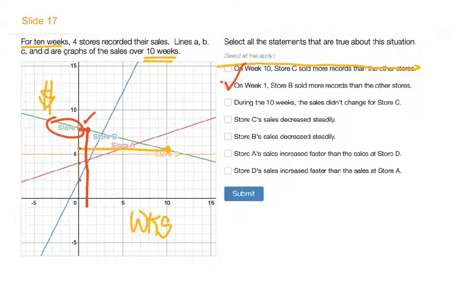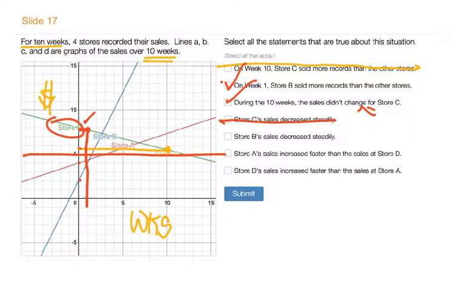All right. During the 10 weeks, the sales didn't change for store C. All right, so here's store C. They're flat. They didn't change. Absolutely correct. All right. Store C's sales decreased. We just said that they didn't change, so that's not true.